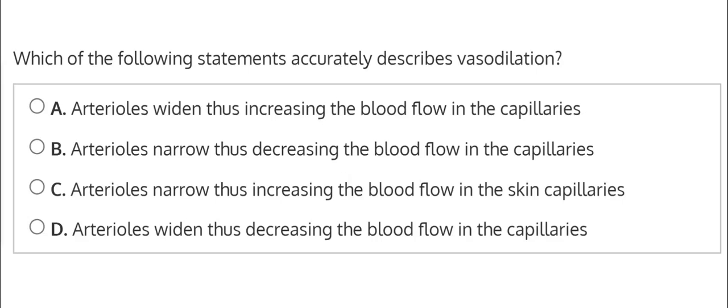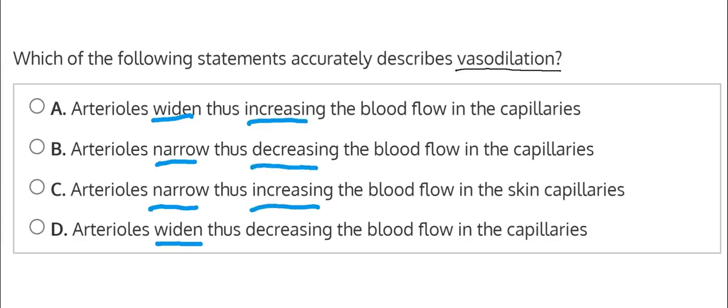Which of the following statements accurately describes vasodilation? And we see we have a bunch of different choices here that all pretty much say the same thing, except for this slight difference. We have here widen, widen, and then options B and C have narrow and narrow. And then we have to determine based on that if there's an increase or a decrease in blood flow. And a blood flow where?